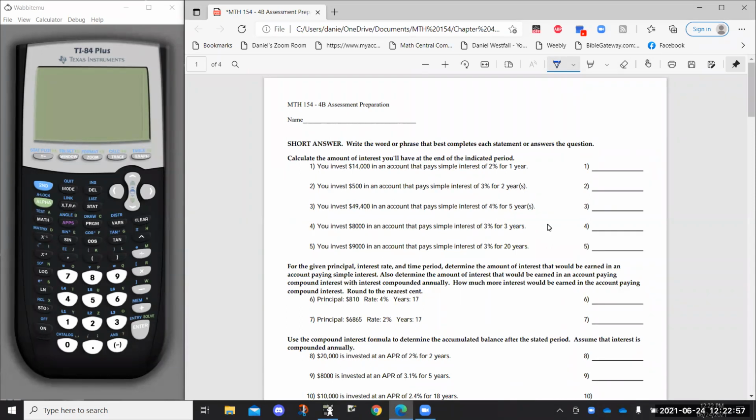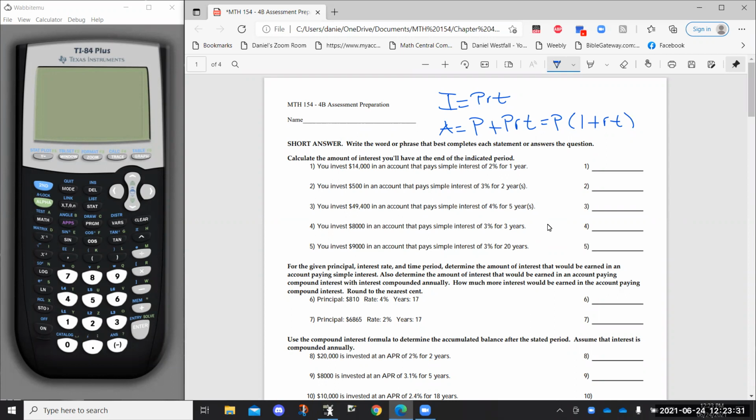So the first formula that we're going to be using here to calculate simple interest is I equals PRT. We're going to be using that in several of these initial problems. To find the total amount, if it's a simple interest problem, you're going to have your principal plus your interest. Another way to write that is P times (1 plus RT).